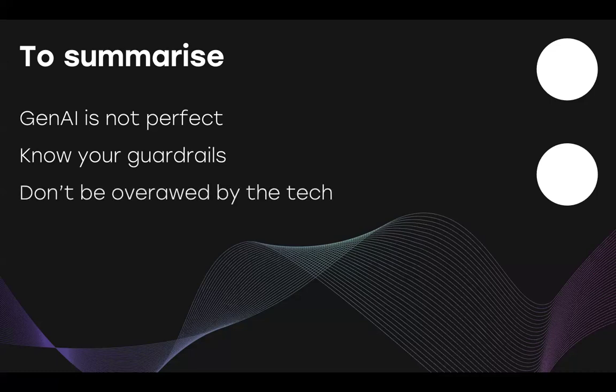Don't be overawed by the tech. There's a lot out there. A lot of it looks quite similar. But by going through a proper requirements process, it will help you narrow down your criteria for what the technology needs to be. So from hundreds to a handful shouldn't take you too much effort, as long as you know what you're going to be using this thing for and what the guardrails and parameters are going to be.